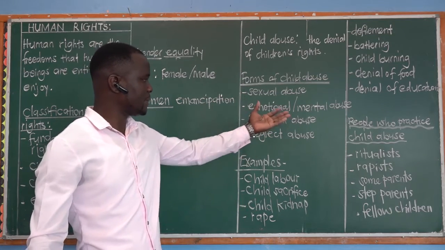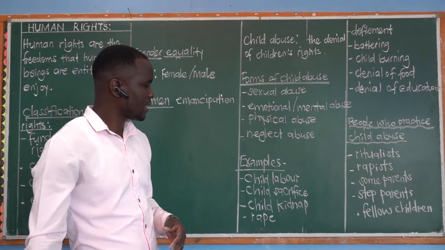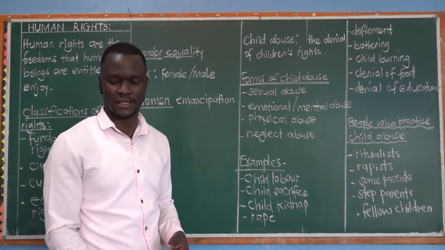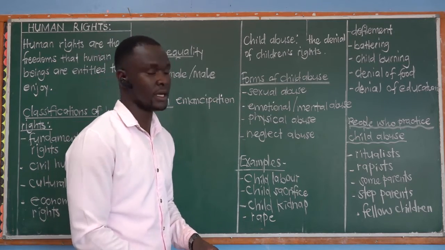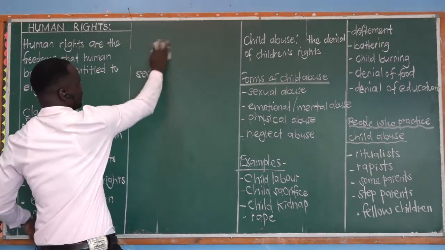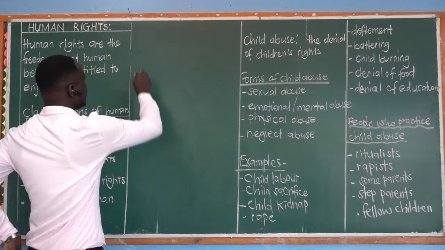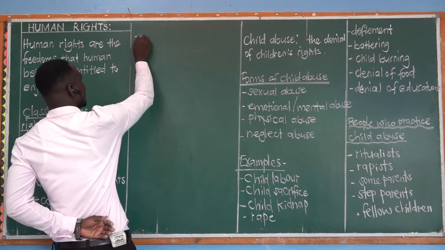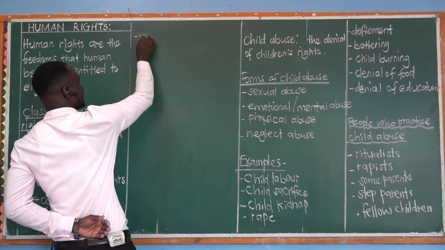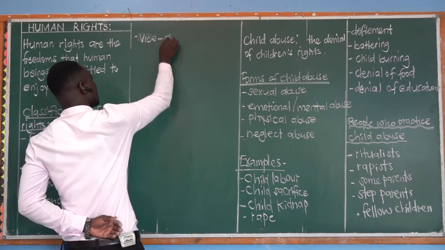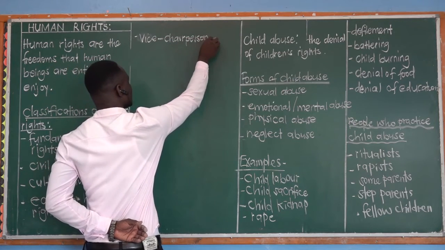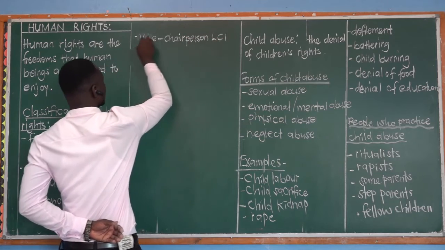So, having looked at the people who practice child abuse, we also have the people that we should report our cases to in case our rights have been abused. Where are we going to report our cases of child abuse? When we were in primary 3, we said we have the local council one committee, that is the vice chairperson. We can report to the vice chairperson, that is the LC1 committee.